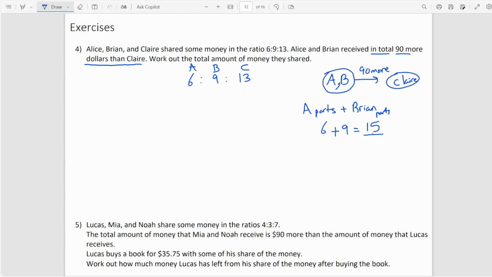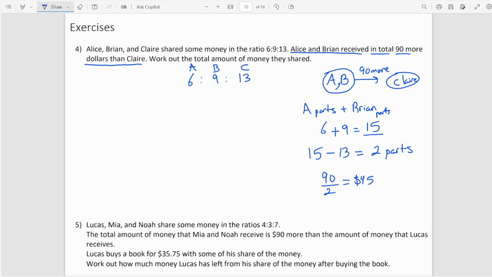Now, what is the difference between them both together and Claire? In the money, it's $90. In terms of parts, it's 15 parts for both Alice and Brian, minus 13 parts for Claire. So the difference is actually 2 parts. Okay? Those 2 parts were represented by a total of $90. So can I find what 1 part represents? Yes. I divide $90 by the 2 parts. And it gives us $45.